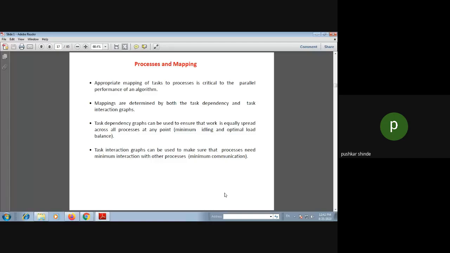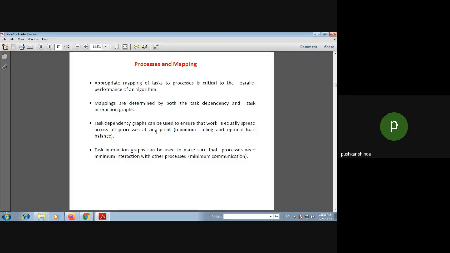Then, speaking about processes and mapping, appropriate mapping of tasks to processes is critical to the parallel performance of an algorithm. So the tasks should be mapped to the processes properly so that the performance of the algorithm is good on the parallel platform. Mapping is determined by both the task dependency and task interaction graphs. So mapping is decided from the task dependency graph and task interaction graph of that particular problem.